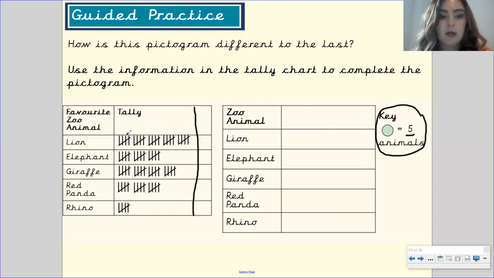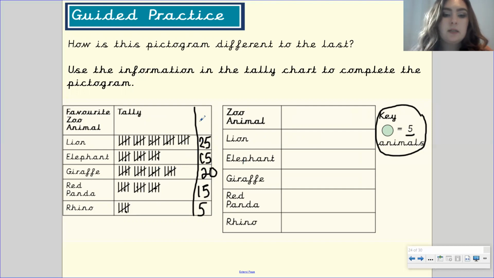So let's have a look at lion first. We've got our tallies here. Let's count them together. 5, 10, 15, 20, 25. So we've got 25 here. Now let's have a look at the elephant. 5, 10, 15. So we've got 15 for that one. And let's count the giraffe. 5, 10, 15, 20. So we've got 20 here as our total. The red panda, my favorite animal. 5, 10, 15. And then the rhino, 5.